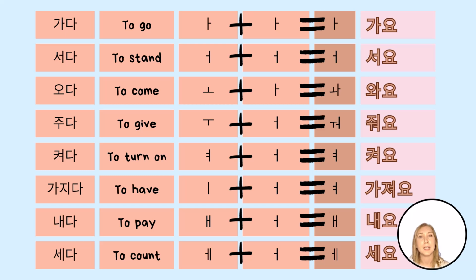Next up is 가지다, to have. So it ends in ㅣ, 가지, right? ㅣ is our last vowel there. So we're adding 어요. When ㅣ meets ㅓ, it becomes ㅕ. So it becomes 가져요. Next up we have 내다, to pay. We've got ㅐ as the last vowel, and when ㅐ meets ㅓ, it just stays ㅐ. So it's 내요. And the last one is 세다, to count. When ㅔ meets ㅓ, it just becomes ㅔ. So it's 세요. They don't combine, they just don't have any other way to combine.